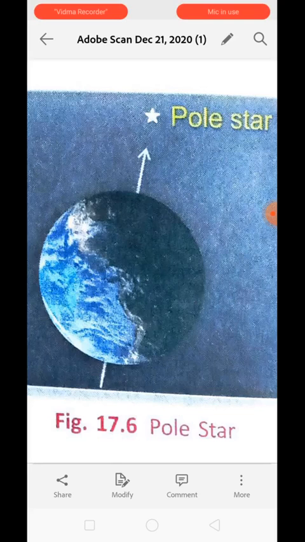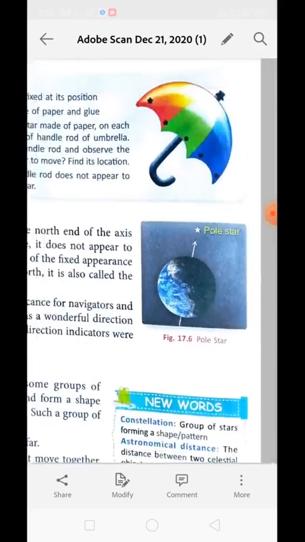The pole star has been of great significance for navigators and travelers for a very long period of time. Because of its fixed location at the north end, they can use this star to locate direction. It was a wonderful direction indicator for travelers when no other direction indicator was available. So it helped them to move.